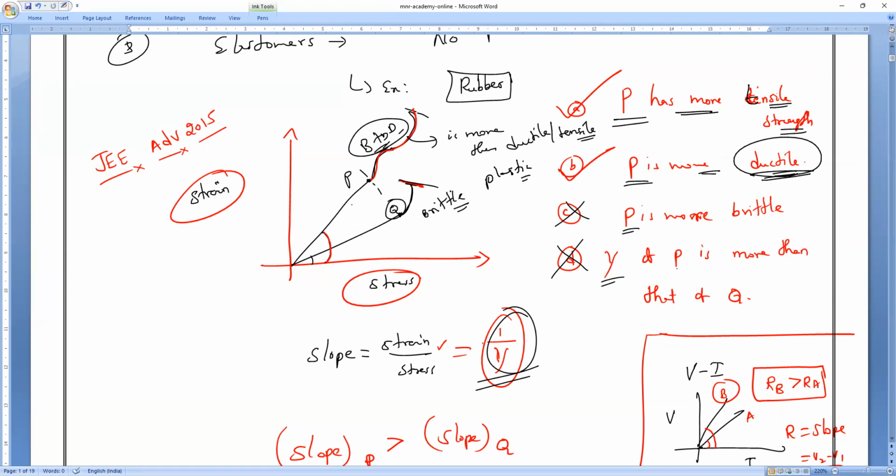So this is one of the advanced questions, JEE Advanced. You see that if you are good in concept, how simple it is. That's the reason I say, in this question, anybody having doubt, you can ask me, then I will proceed.